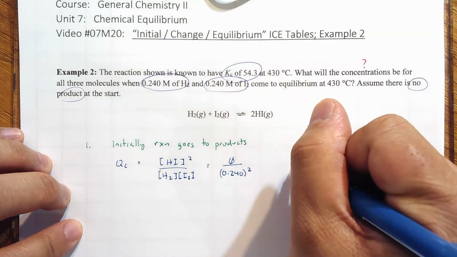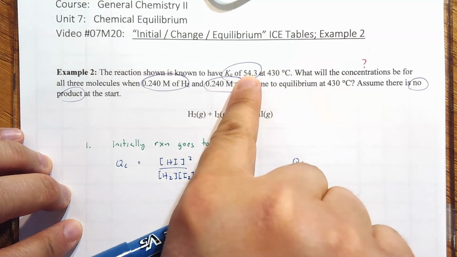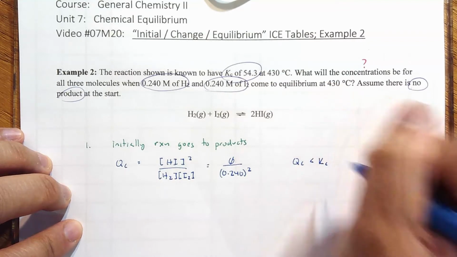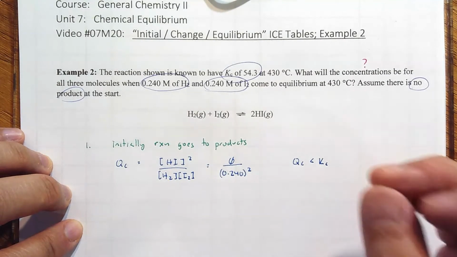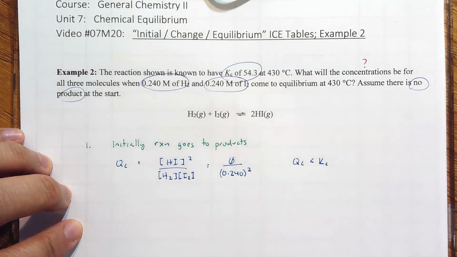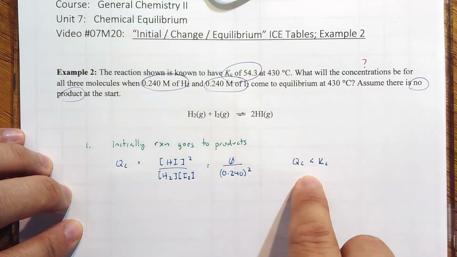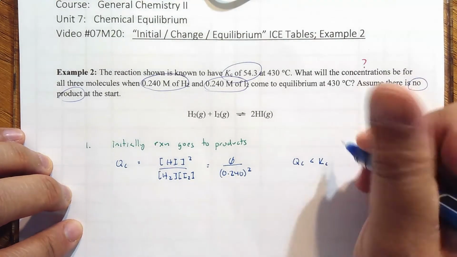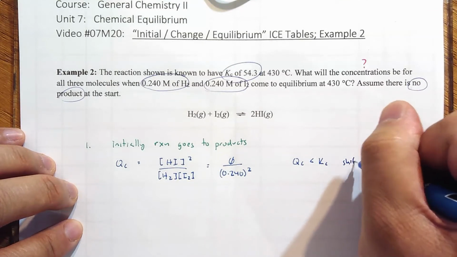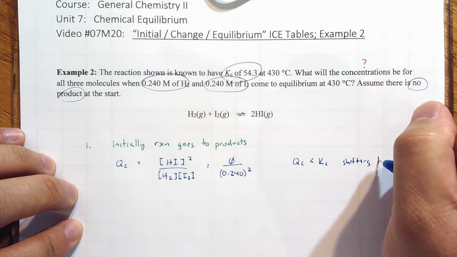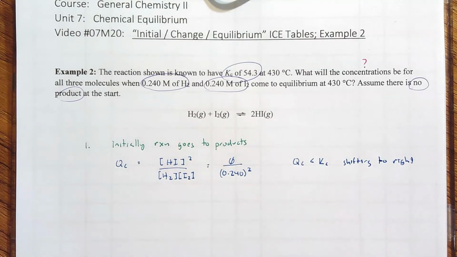What this tells me is that our conclusion is QC is less than KC, so it's too small. And if the QC is too small, the equilibrium will shift to make more products to get the reaction quotient equal to the equilibrium constant. So this verifies that we are shifting to the right. Same thing as saying you're shifting to the products.